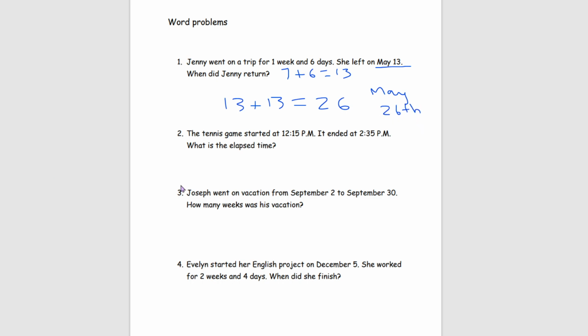For number 2, the tennis game started at 12:15 p.m. and it ended at 2:35 p.m. What is the elapsed time? So the easiest way we can go about this is first calculating how many hours passed.